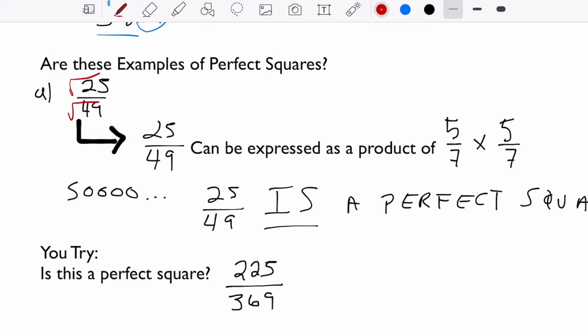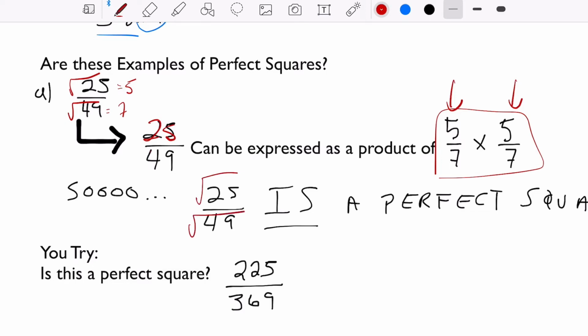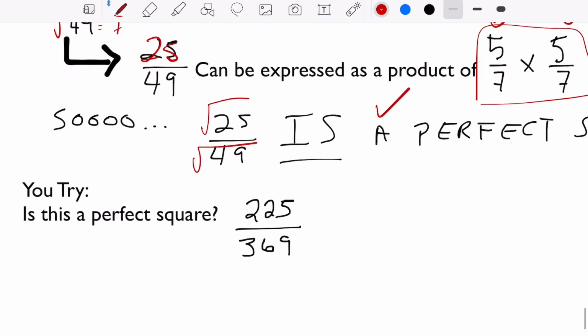If you look over here, you'll notice that I got these numbers. I know that 5 times 5 is 25. So this breaks down into 5 and 5. That's the top. The square root of 49 is 7. And so 7 times 7 is 49. I broke these down into perfect numbers. They don't have repeating decimals, and they are just nice and beautiful numbers. So since both of these numbers have square roots, it is a perfect square. So looking at this question right here, is 225 over 369 a perfect square?